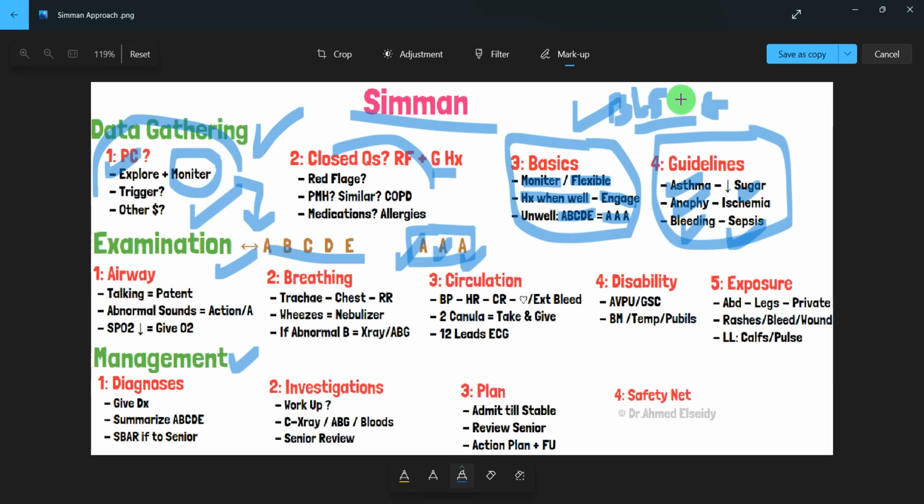Stable and talking Simman, that will be a normal station. Okay, talking Simman but he is not stable, so I will assess with the A, B, C, D, E approach. Or maybe not talking Simman, not stable but he's breathing, I will follow the A, B, C, D, E approach as well with the AAA style. So this is just general knowledge about Simman stations here, but don't worry, let me give you the structures that we can follow every time.